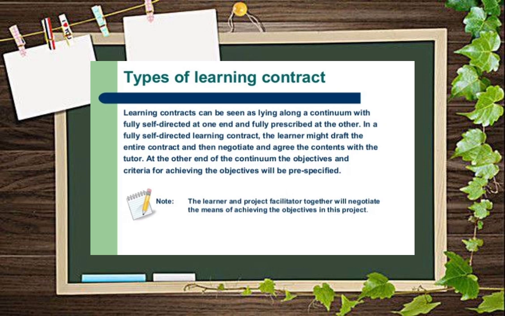In a fully self-directed learning contract, the learner might draft the entire contract and then negotiate and agree the contents with the tutor. At the other end of the continuum, the objectives and criteria for achieving the objectives will be pre-specified. Note: the learner and the project facilitator together will negotiate the means of achieving the objectives in this project.